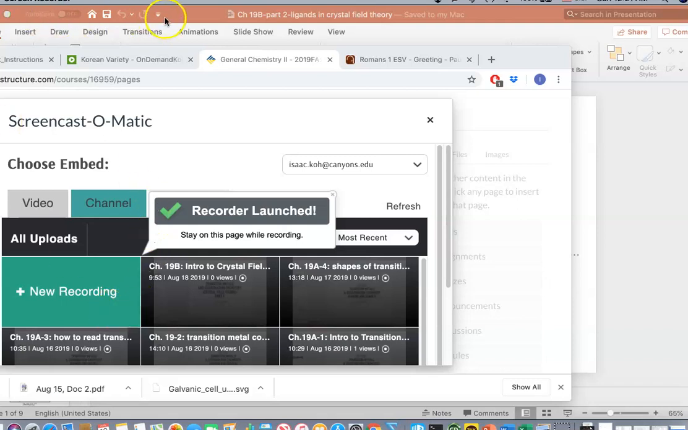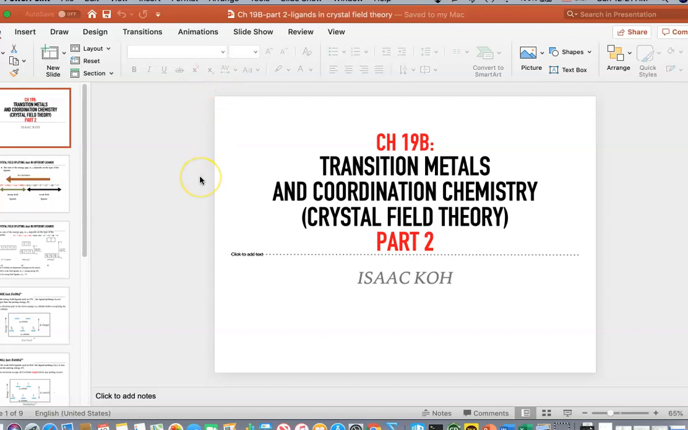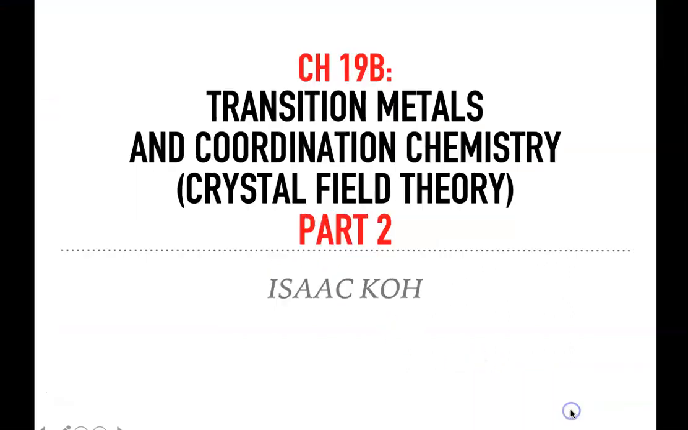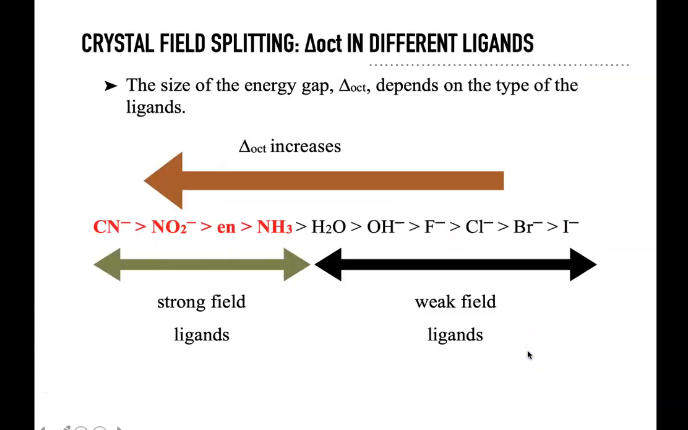So in this part, we want to see how to apply the crystal field theory to understand the properties of this metal complex, including the magnetic properties. So crystal field splitting, the delta energy difference between T2g and Eg, depends upon what kind of ligand the complex contains. The size of the energy gap depends upon the type of the ligands.